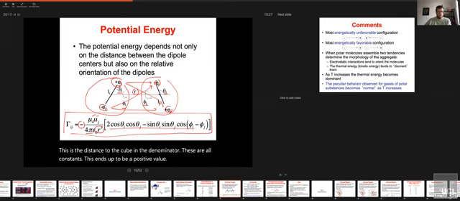The dipole moments are positive. So what you find is that, well, in most cases this is positive. Depending on the orientation, it may end up being negative. But in most cases, what you find is that the dipole-dipole interaction is going to give you an attraction between the two molecules.